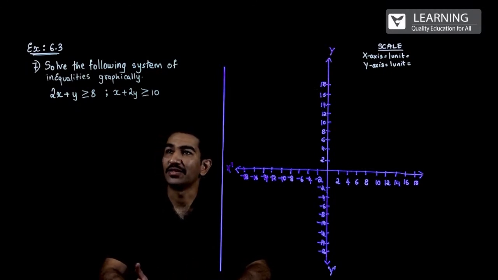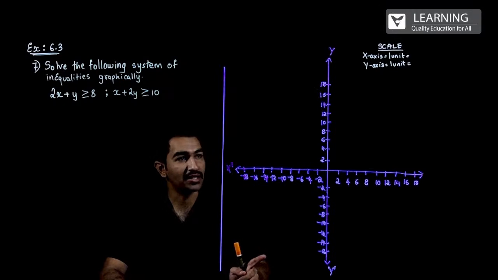All right, so we'll see the inequality there. 2x plus y is greater than or equal to 8, and another one is x plus 2y is greater than or equal to 10. So what we have to basically do here is plot these both inequalities on the graph here.